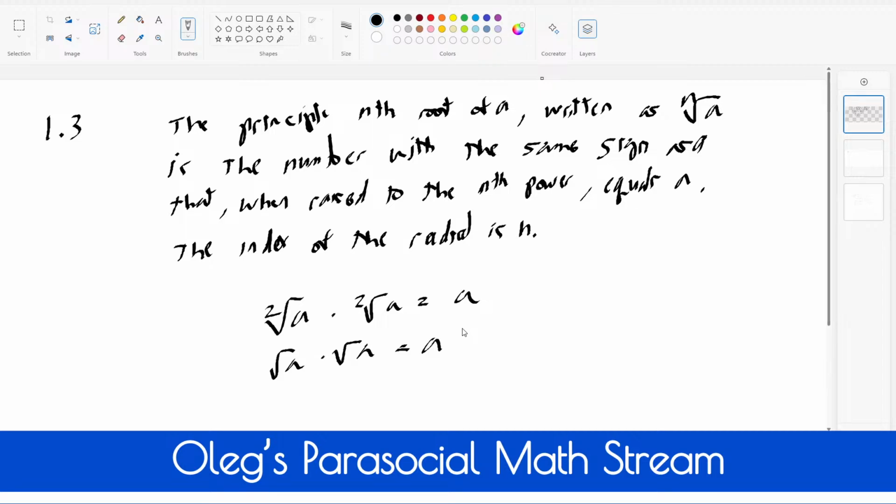The associative properties state that the sum or product of multiple numbers can be grouped differently without affecting the result. The principal square root is the non-negative root of the number. The principal root is a non-negative root of the number with the same sign as a when raised to the nth power. So basically, yeah. All right. Now, definitions aside, let's get into it.